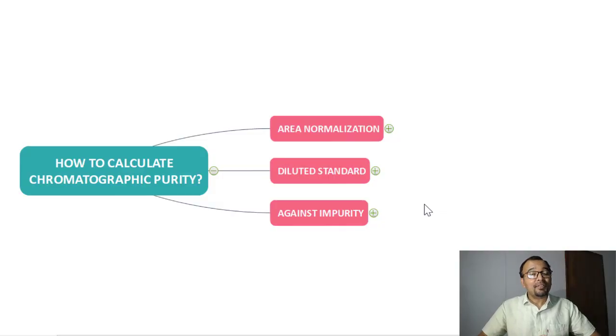So these are the three different ways by which one can calculate the chromatographic purity or the percent impurities present in a given sample. The first one is by using area normalization technique. The second one is by using diluted standard. And the third one is by using the actual impurity to evaluate the chromatographic purity, or the impurity against impurity method. Now let us talk about when one can use the area normalization technique for the chromatographic purity.